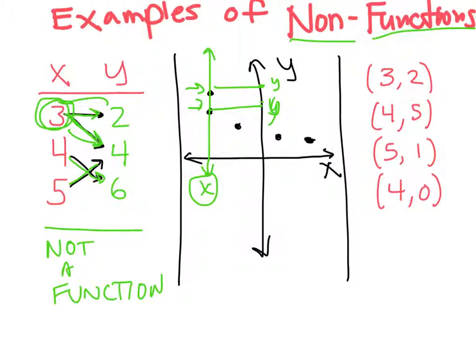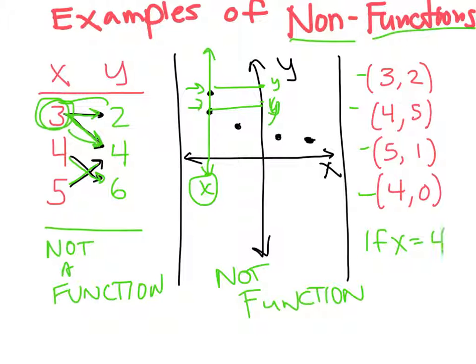And then lastly, this last one is not a function very simply because 3 is matched with 2, 4 is matched with 5, 5 is matched with 1, and then 4 is also matched with 0. So what happens if x is 4? What's y? Well, y is 5. Or if x is 4, y is 0. That's 2 answers. That's just like having these 2 points. It's just like having these 2 arrows in a mapping diagram. And so this, again, is not a function.